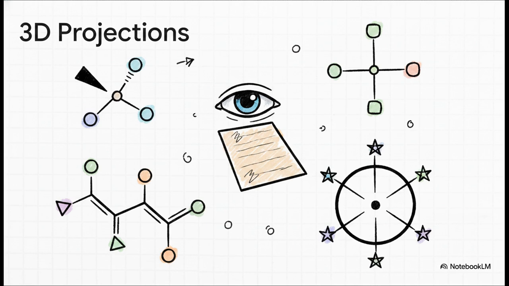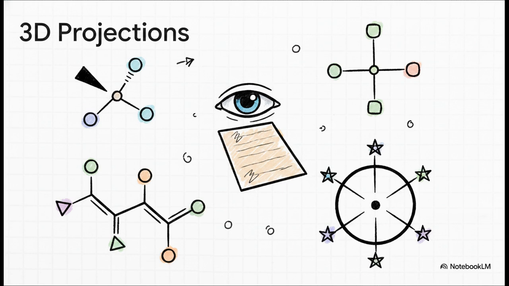Then we have the Fischer projection. This one puts the molecule in a cross shape. Horizontal lines are coming towards you, and vertical lines are moving away. There's also the sawhorse projection, which looks at the carbon-carbon bond from a slightly diagonal, elongated angle. And then, my absolute favorite, the Newman projection.